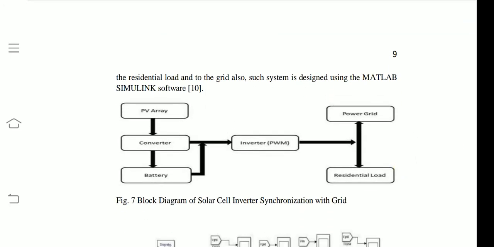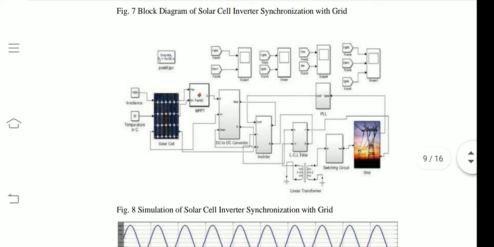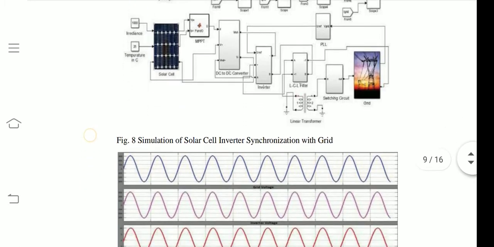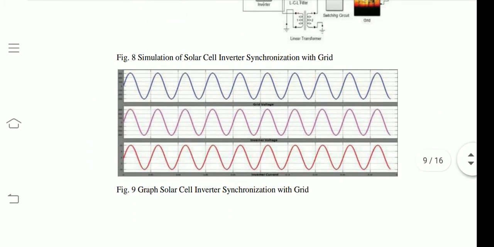Here figure 7 represents the block diagram of solar cell inverter synchronization with grid. It first starts with the PV array, then it goes to the converter, then it is connected to the battery, and then to the pulse width modulator inverter, and then it distributes into the power grid and residential load. Now figure 8 represents the simulation of solar cell inverter synchronization with grid, and figure 9 represents the graph of solar cell inverter synchronization with grid.